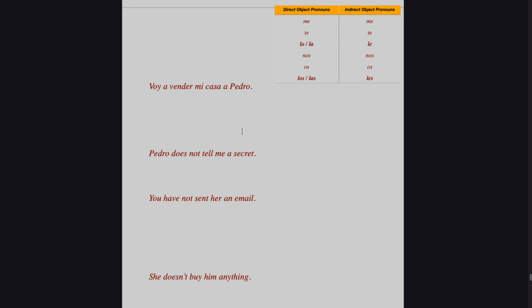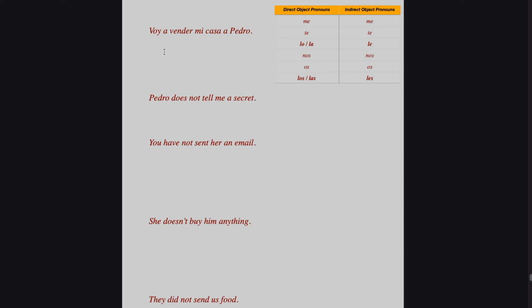"Voy a vender mi casa a Pedro." I'm going to sell my house to Pedro. Yo, to whom I am selling, to Pedro, which is "le." Mi casa is la casa, which is a feminine noun. So we got a "le la" combination, so I'll replace it with "se." "Yo se la voy a vender."